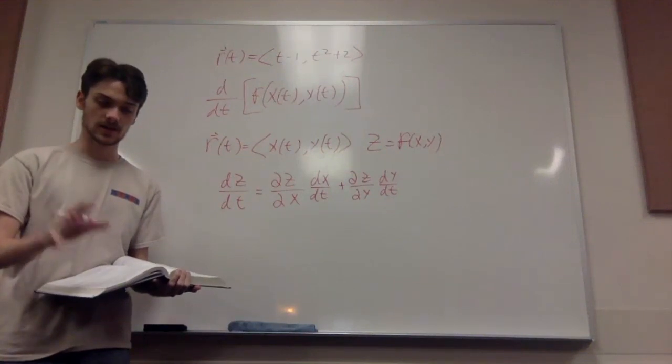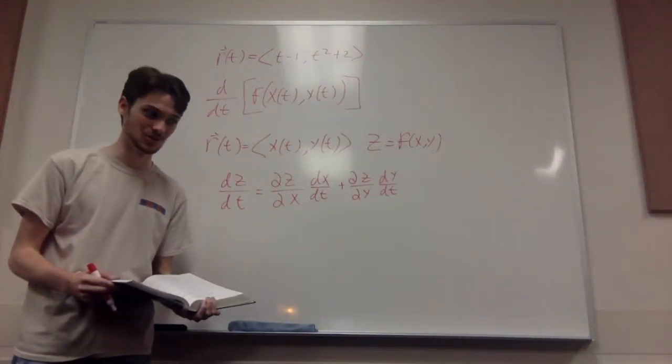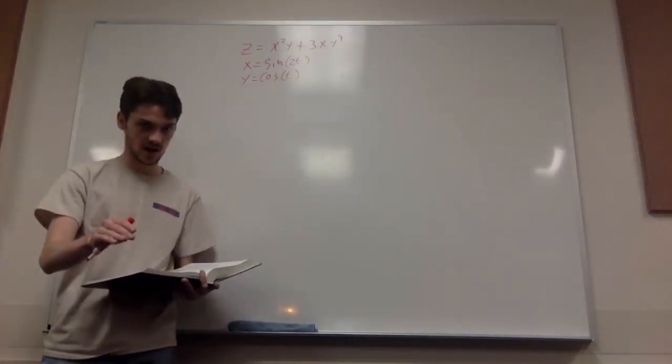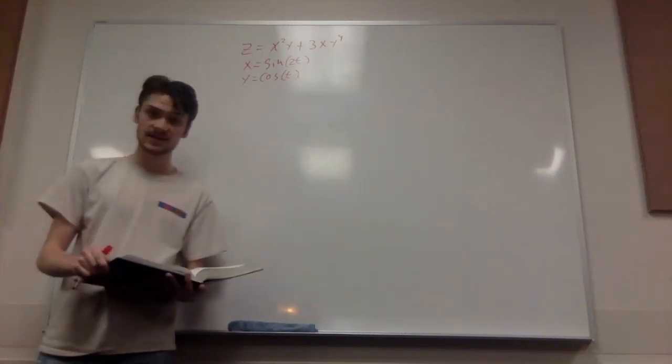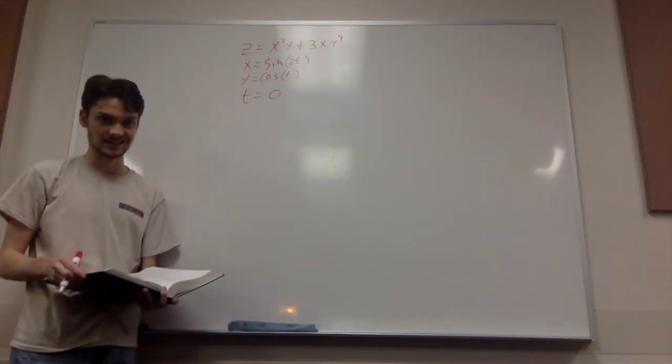For my own sake here, I am going to do an example. This stuff is so much more complicated than normal chain rule. We're given an equation for z, x squared y plus 3xy to the fourth. We're given an equation for x, sine 2t. And we're given an equation for y, which is cosine t. We're given a certain t, equaling 0.